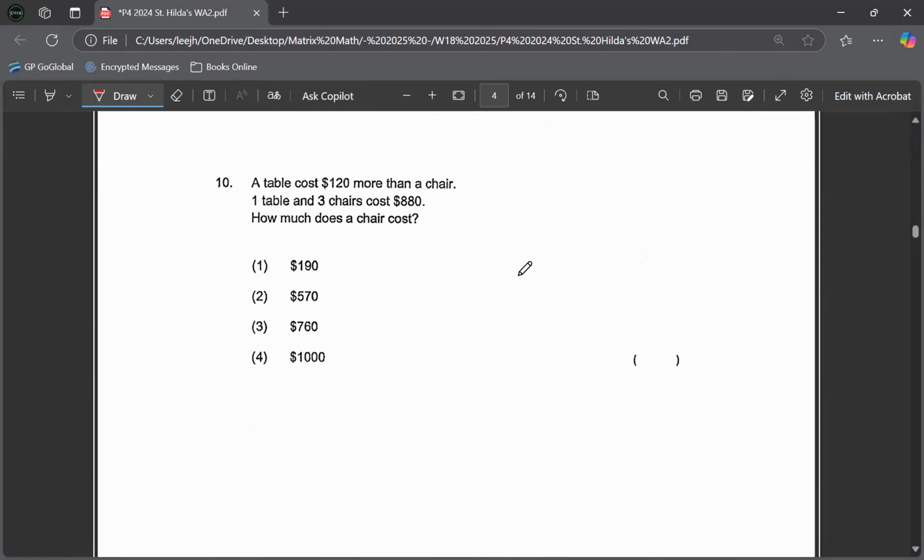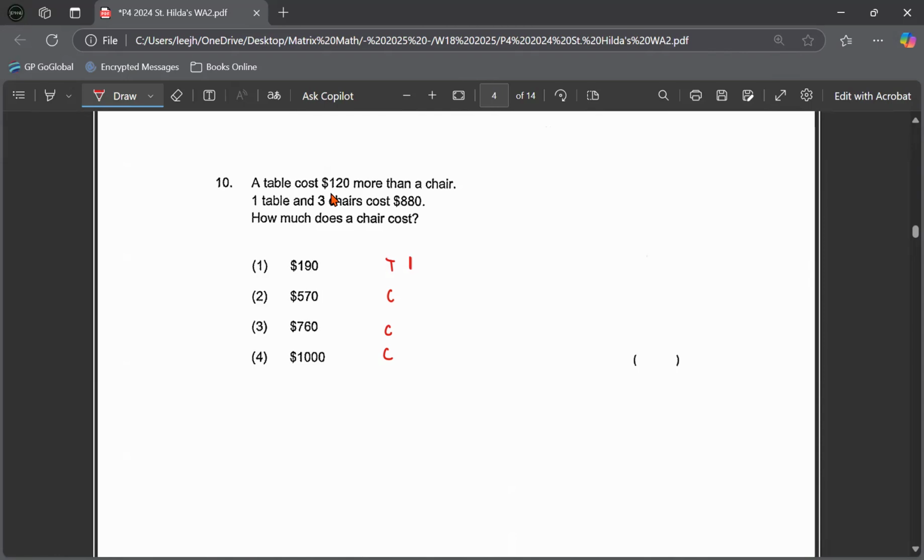Question 10. A table costs $120 more than a chair. 1 table and 3 chairs cost $880. How much does a chair cost? So this kind of question, some of you can actually see that it is a stacking model question. Okay, good. But for those who don't, when you see this kind of sentence, the difference is between a table and a chair. And you have 3 chairs. So I'm going to draw table, chair, chair, chair. Because you have 3, I label 3C.